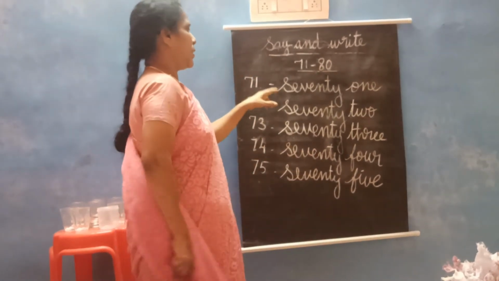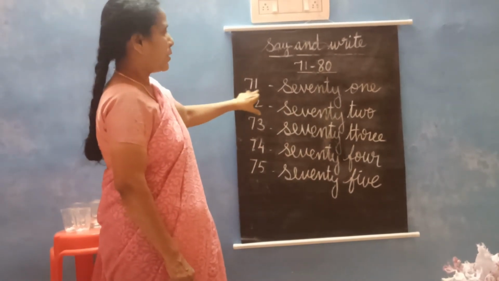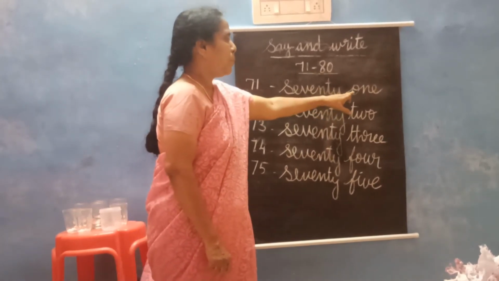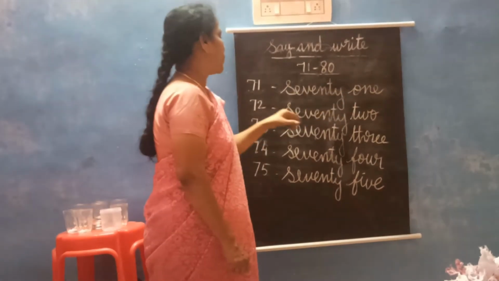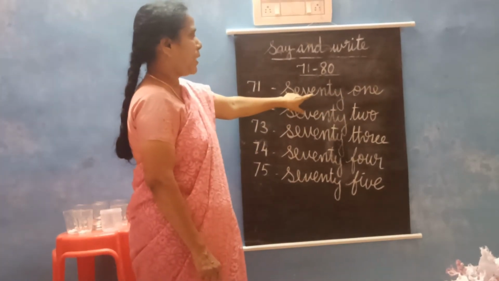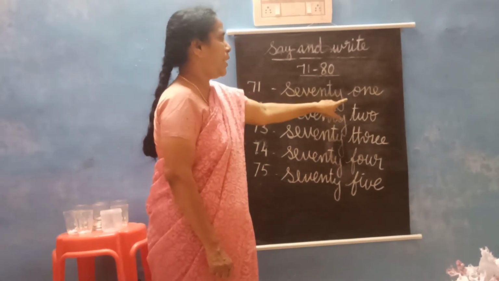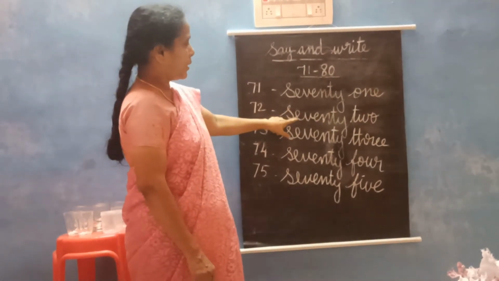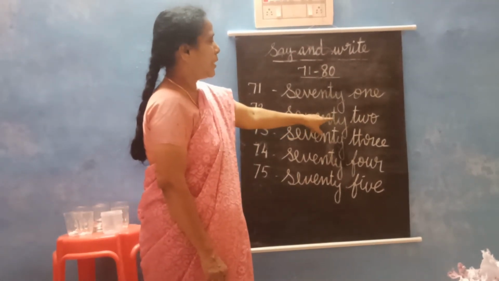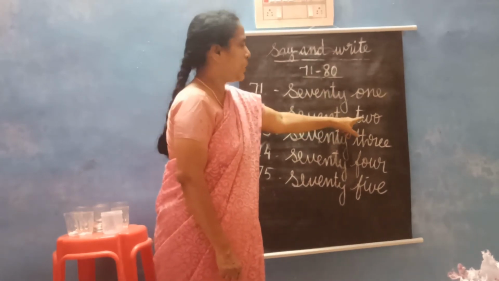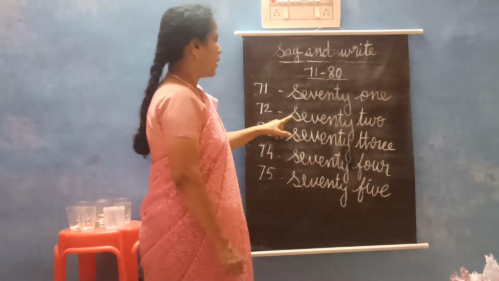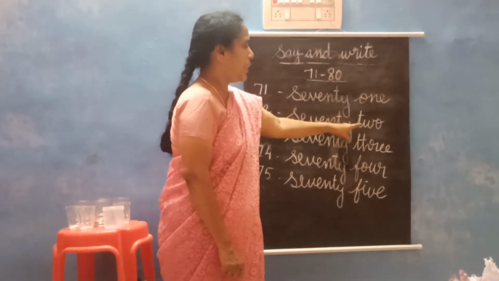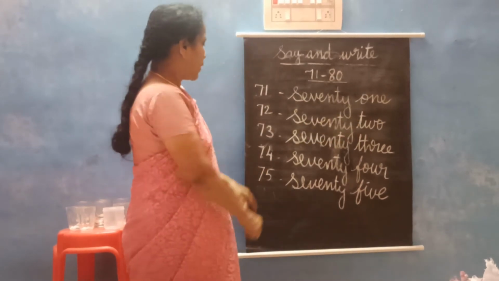Again we will see 71. SEVENTY. 71. ONE, 1. 71. SEVENTY. 71. ONE, 1. 71. 72. SEVENTY. 72. TWO, 2. 72. SEVENTY 72. TWO, 2. 72.